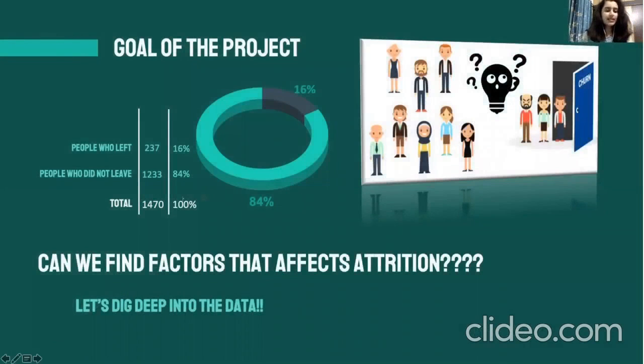Today, Pooja and I are going to talk about the EDA that we did on the attrition dataset. From our data set, we can see that we had a total of 1,470 employees, out of which 237 have left. That's almost 16%. So now we need to figure out what factors might affect attrition, that is, what is making the employees leave. For that, we have to dig deep into the data.